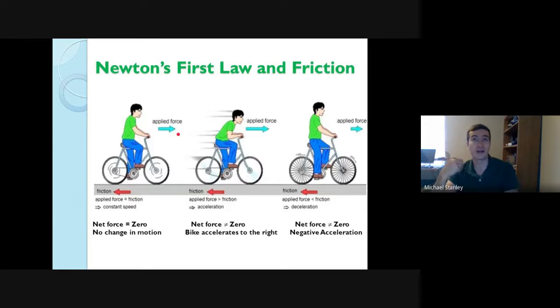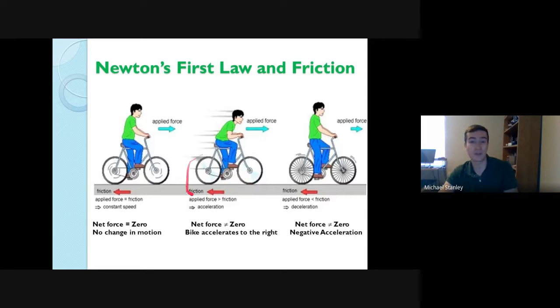So it's the reason why if you let your foot off of the gas pedal, your car will eventually come to a stop. If you roll a ball around, the ball will eventually come to a stop. If you are riding a bike and you're pedaling, and then you let go, friction is what slows the bike down.